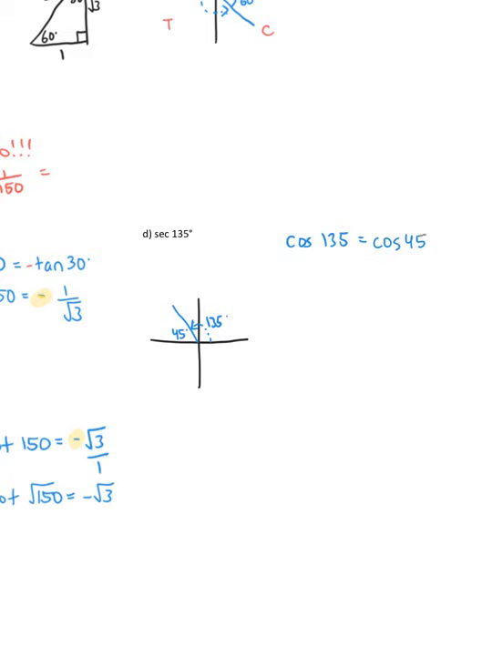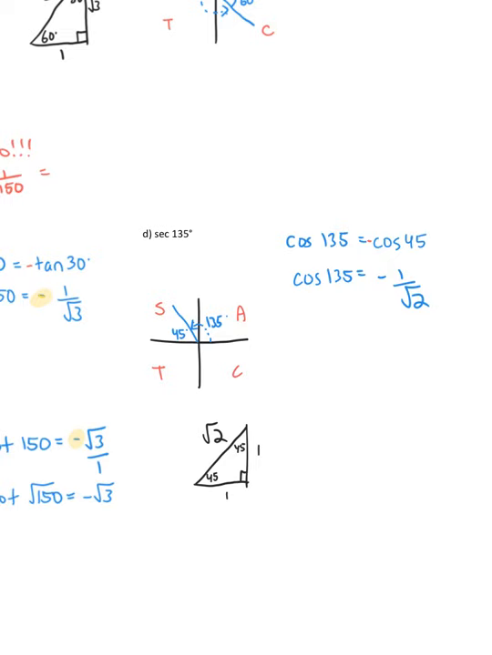So again, we need to think about what the sign is going to be. So CAST. We are looking for the cosine ratio, but in quadrant 2, only the sine ratio is positive. So that means that cos of 135 is going to be negative cos of 45. So we need to use the other special triangle, the 45-degree one. So we have 45, we want cos, so that is adjacent, so 1 over root 2. So cos of 135 is going to be negative 1 over root 2.